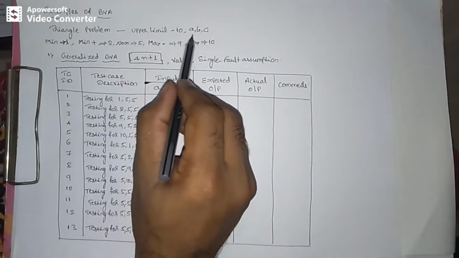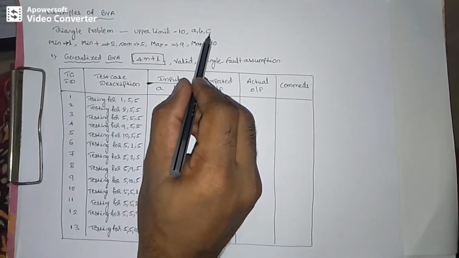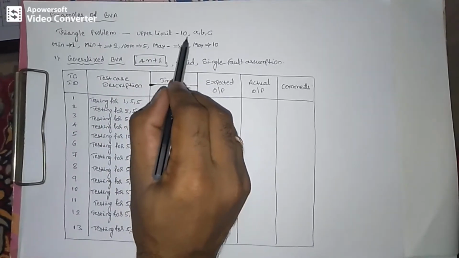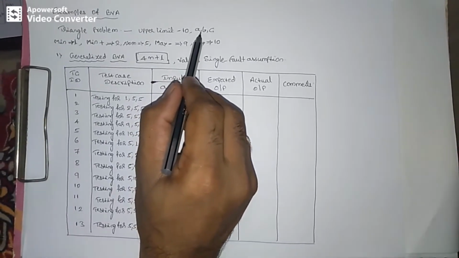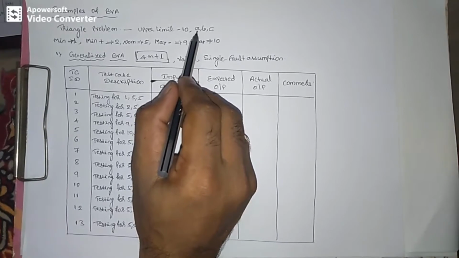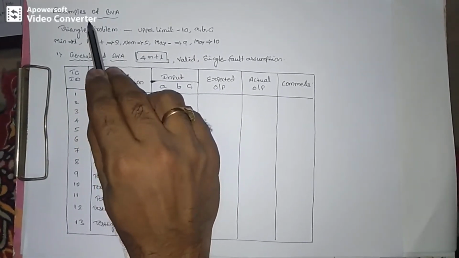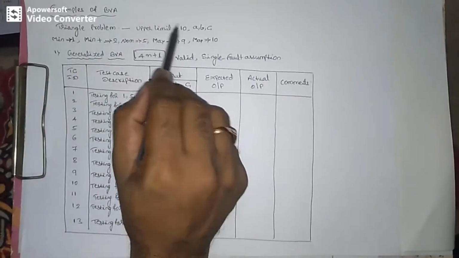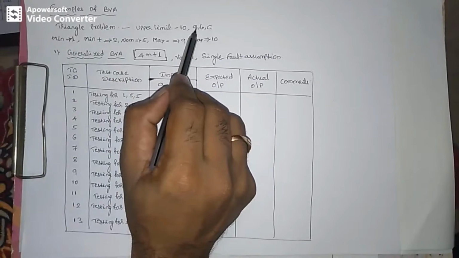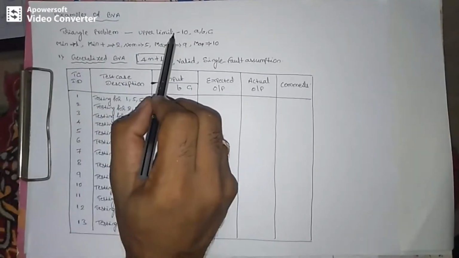All the sides of a triangle, that is A, B, C, these are the three sides of a triangle having an upper limit 10. That is, if and only if the inputs have boundaries, that is upper limit and lower limit, then only this test case can be possible. That is, boundary value analysis method can be possible. Therefore, the upper limit of the A, B, C sides of a triangle is maximum 10.